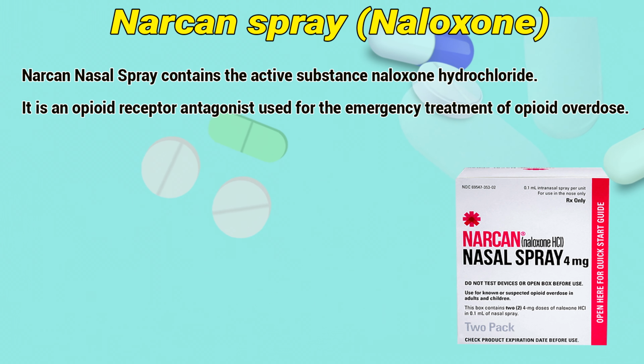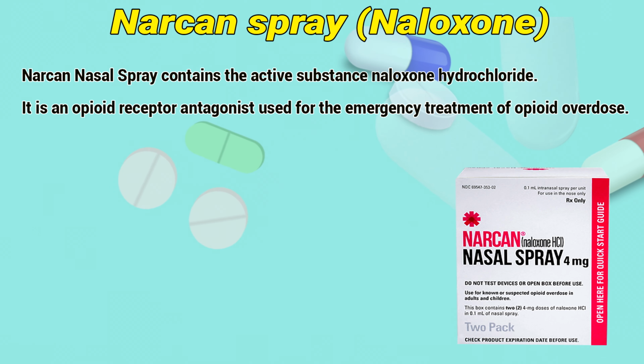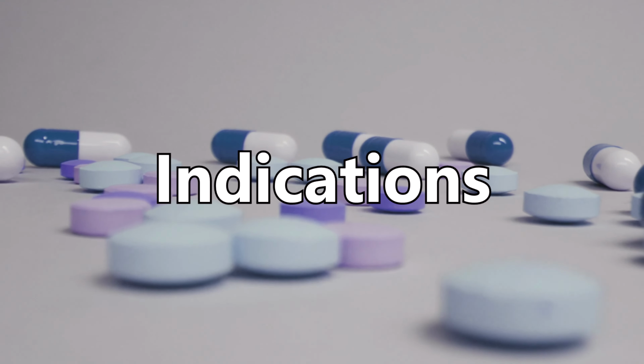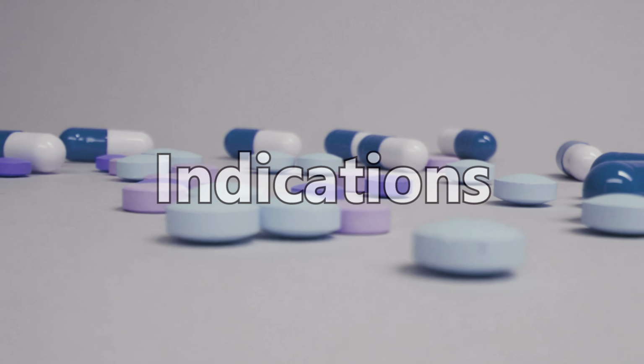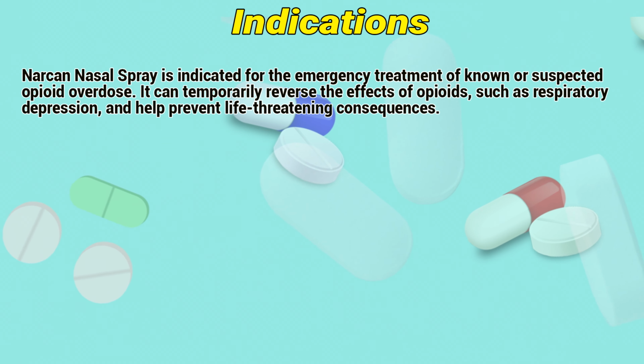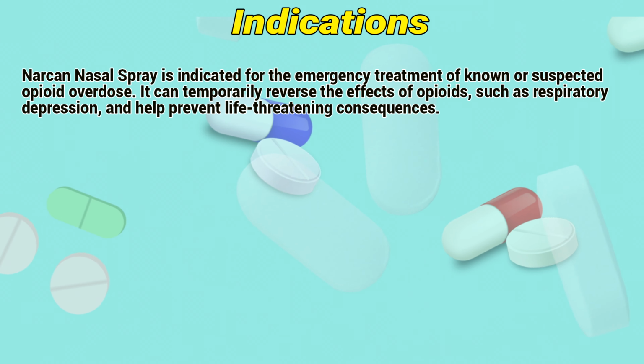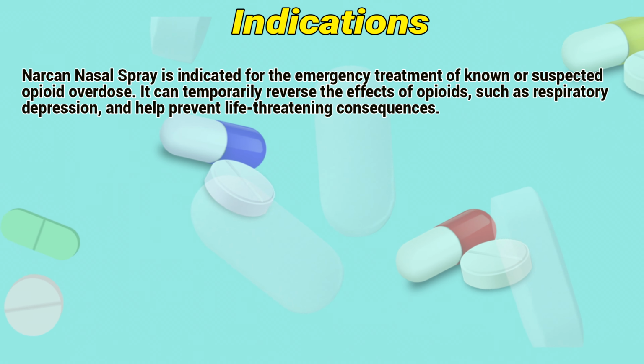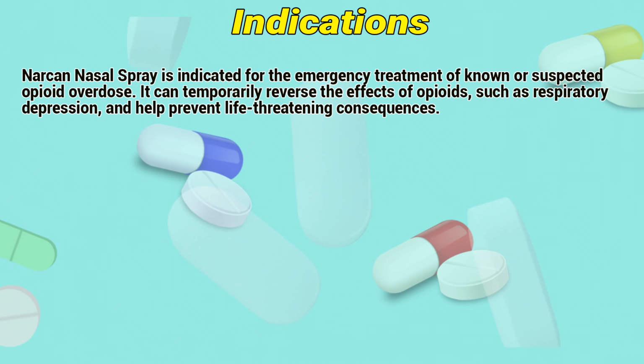Narcan Nasal Spray contains the active substance naloxone hydrochloride. It is an opioid receptor antagonist used for the emergency treatment of opioid overdose. Indications: Narcan Nasal Spray is indicated for the emergency treatment of known or suspected opioid overdose. It can temporarily reverse the effects of opioids, such as respiratory depression, and help prevent life-threatening consequences.